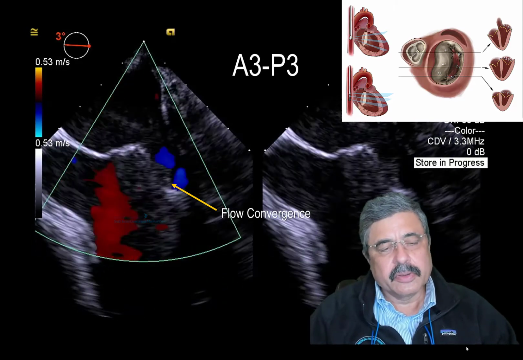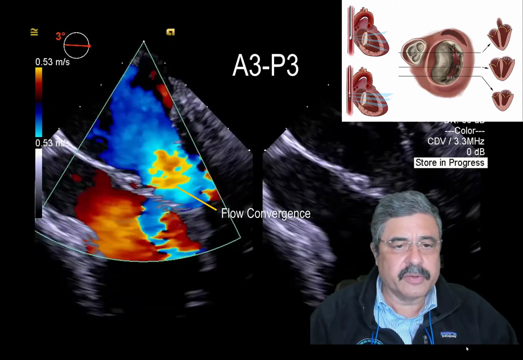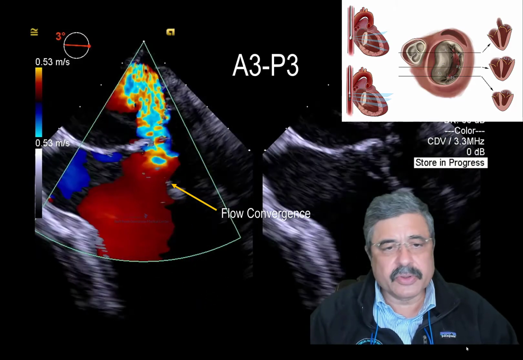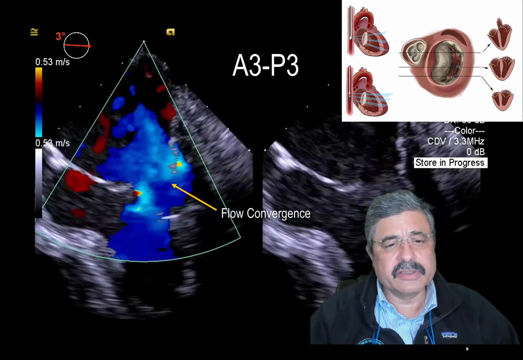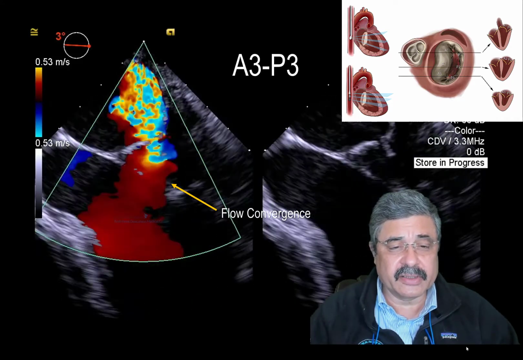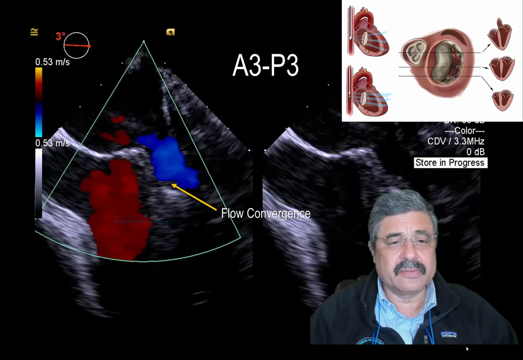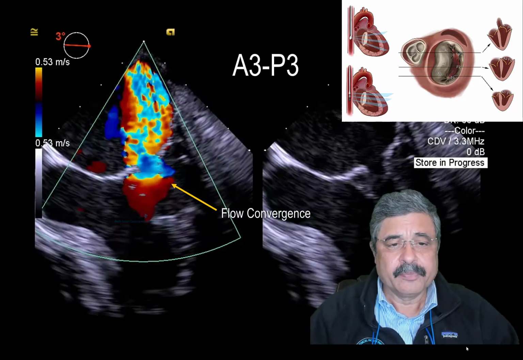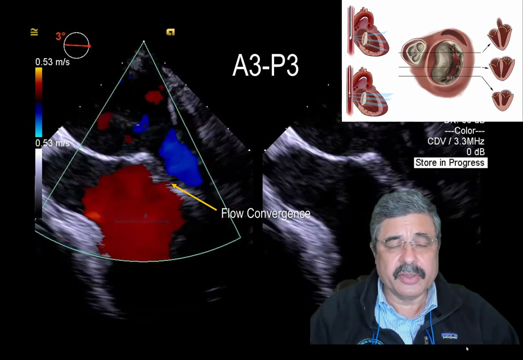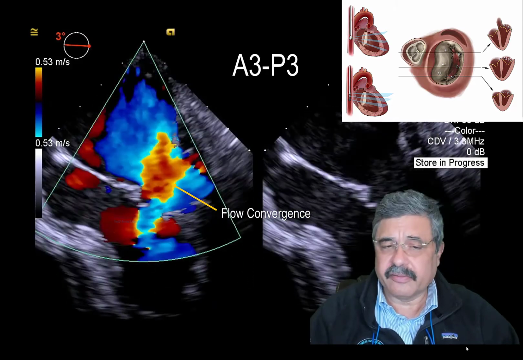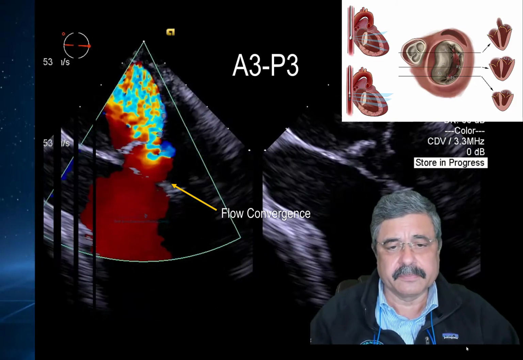Now, in this clip, the probe has been advanced to the A3P3 location, that's the posteromedial scallops of the mitral valve. As you can see, the area of flow convergence has increased in size significantly, and as has the size of the regurgitation jet. That implies that this A3P3 location is the site of the dominant regurgitation and the effective regurgitant orifice area.